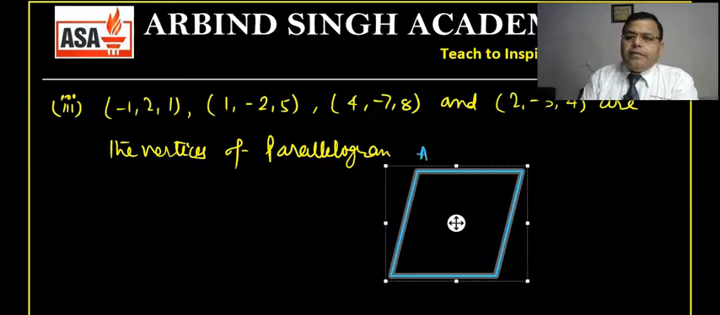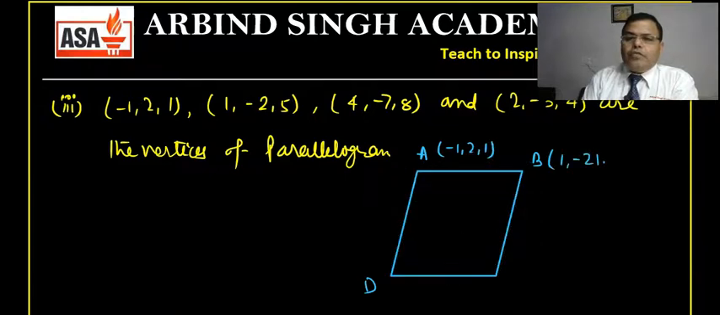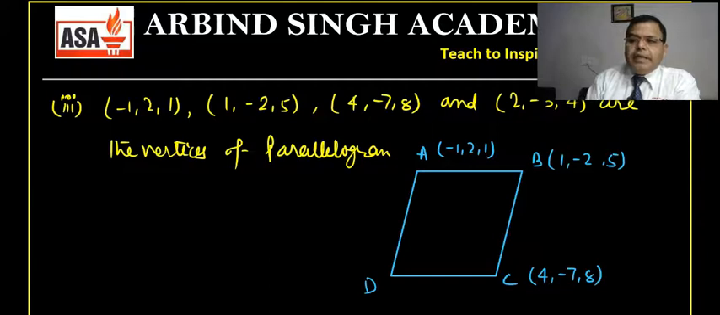Say A, B, C and D. These are the points. The coordinate of this point A is (-1, 2, 1). B is (1, -2, 5). And C is given here as (4, -7, 8). And D is (2, -3, 4).